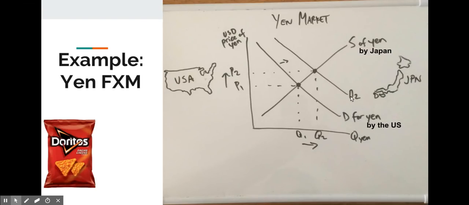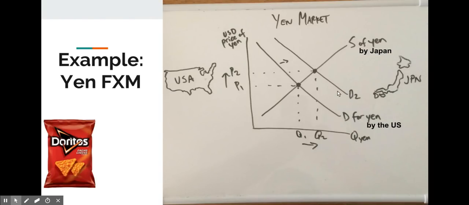Americans are demanding more yen in order to purchase those Japanese products. Japanese people are not supplying yen to do stuff in the US. That has nothing to do with our scenario. In this case, the United States consumers are the actors. They're the ones who are doing things.